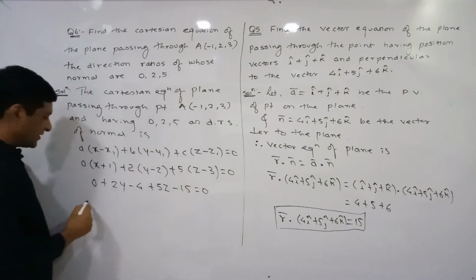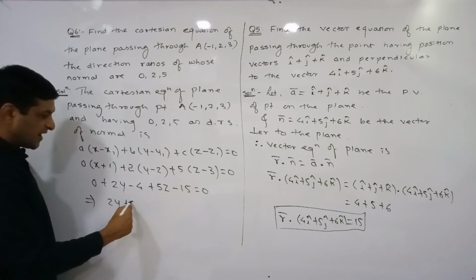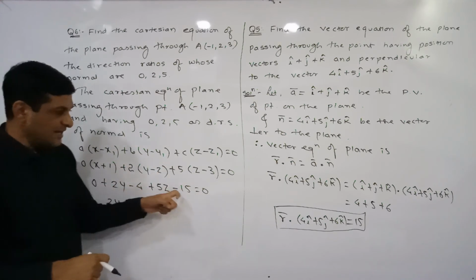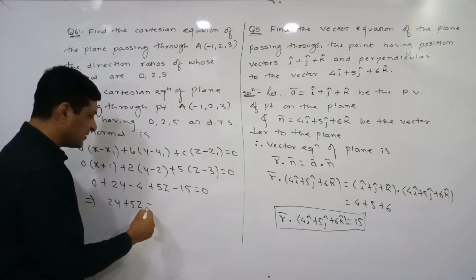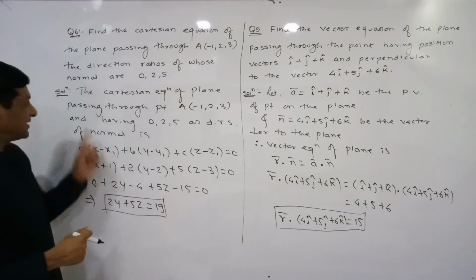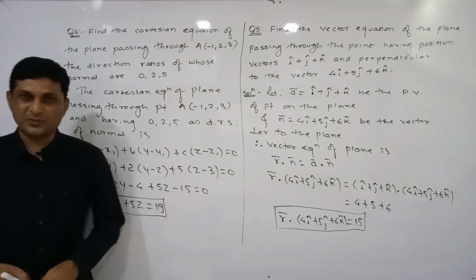On this side 0, keep it as it is. So this implies that here 2y plus 5z, collect the constant term on this side. Minus 4 and minus 15 will become minus 19. Minus 19 on this side will become plus 19. In this way we have got the required Cartesian equation of plane. So this is the required Cartesian equation of plane here.